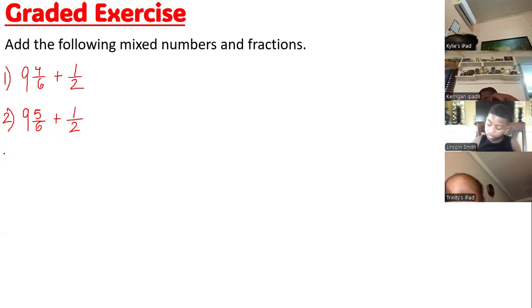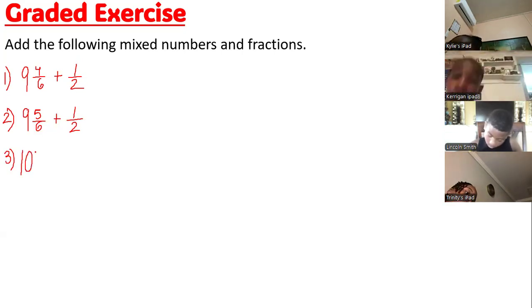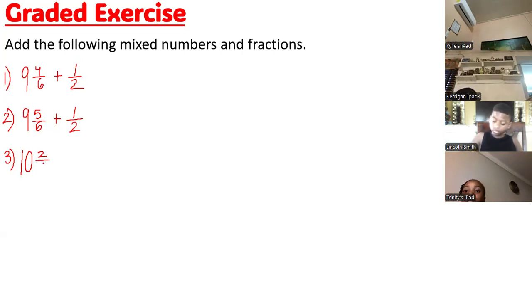Number 3, we have 10 and 2/3. Say 10 and 2/6. Why am I doing 10? That doesn't make sense. Why am I doing 10? Do 8. 8 and 5/6 plus a half.